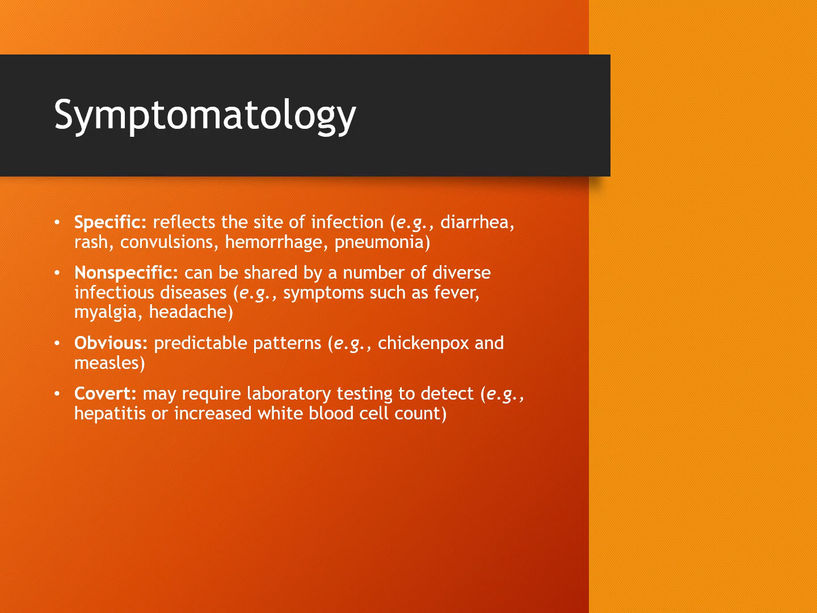And often the symptomatology is obvious or predictable. If someone is infected by chickenpox or measles, we know what the symptoms are going to be, right? That they're going to be things like a predictable rash that develops on the skin. And sometimes the symptoms are more covert in nature. The symptoms are things like inflammation of the liver, which can be caused by a lot of different things. And so this requires laboratory testing to specifically detect the type of pathogen responsible.